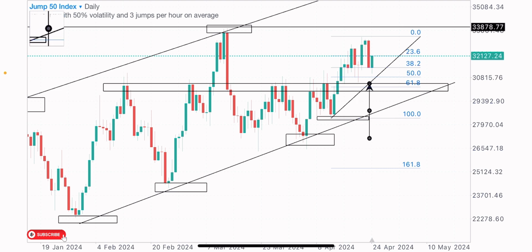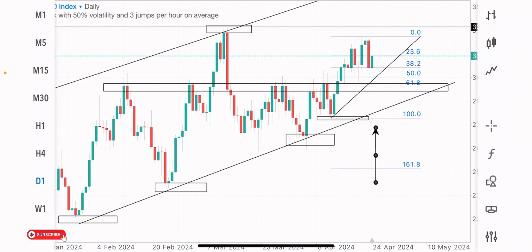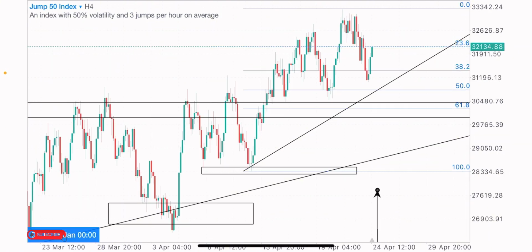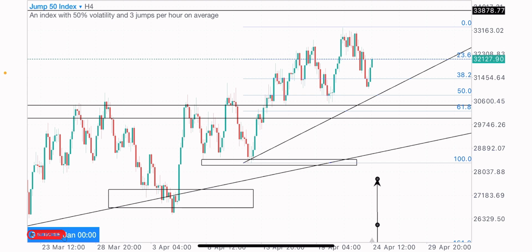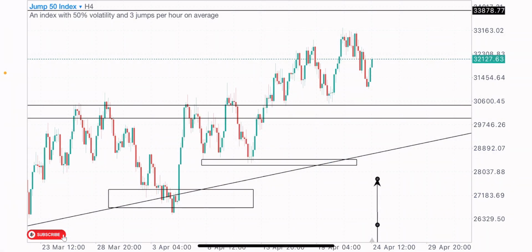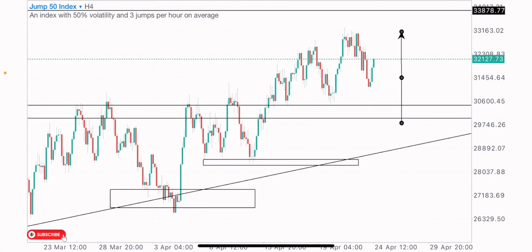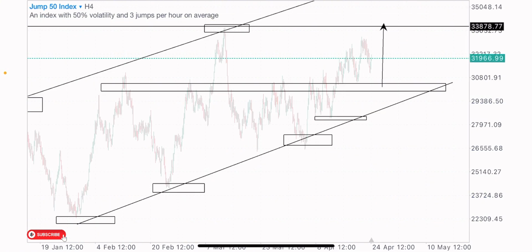And the 50.0 level was the point where the last buy reaction came from, right? So let's watch out for price to give the little sells to that point on this index for the buy move. So I'm actually bullish. I'm looking out for buy opportunities from this zone on Jump 50 index, right? So let's see what happens on this index.